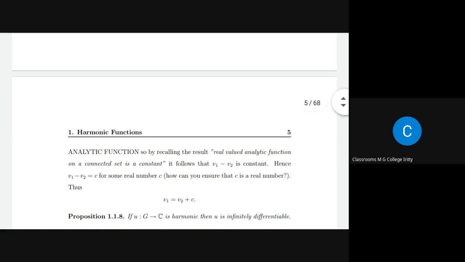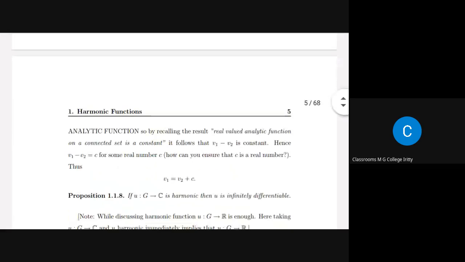Here is a question: how can you ensure that c is a real number? If c is some complex number, then v1 minus v2 equal to c, where c is a complex number. So v1 equal to v2 plus c. This implies v1 is a complex function, which is not possible since v1 and v2 are real valued functions. So c must be a real number. Thus v1 equal to v2 plus c.